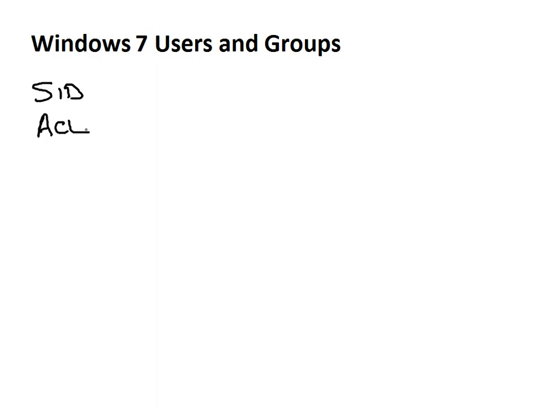So this access control list is basically just a big list of SIDs, and depending on the access control list rules, it's then either going to grant or deny you access to the resource. And a bit later on in this video, I'll show you how you can determine what your own user account's SID is.